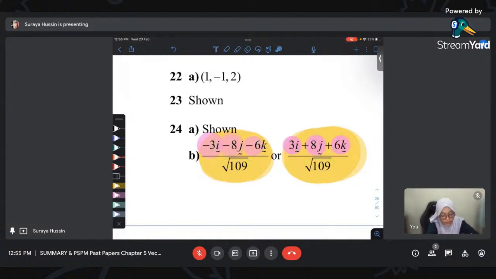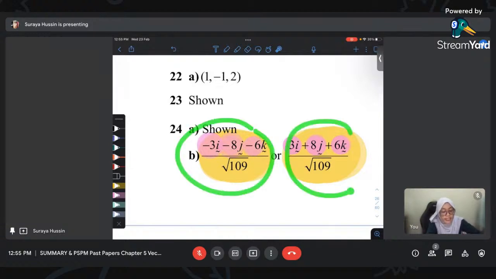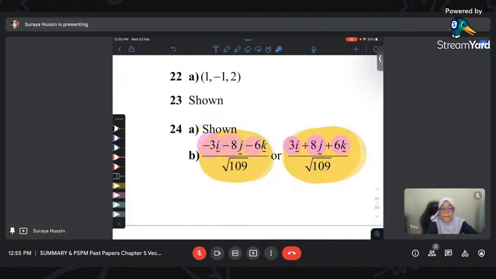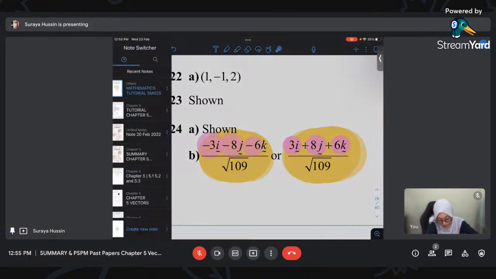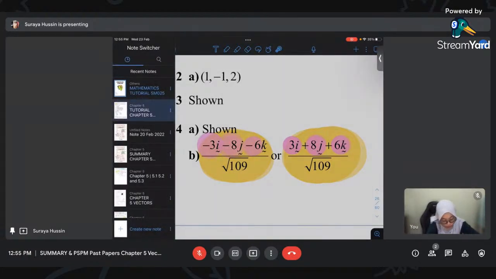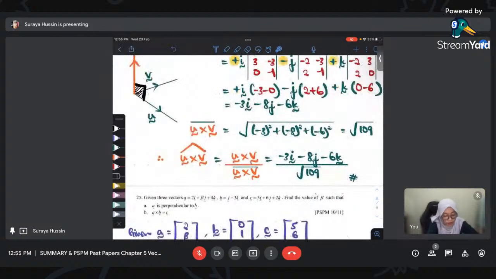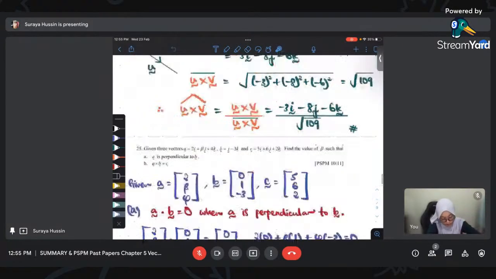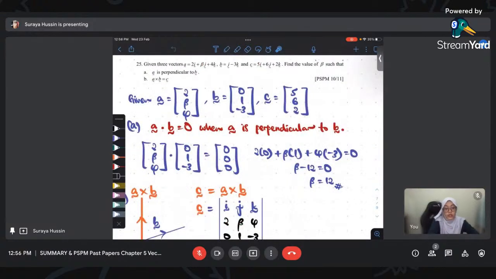Cumanya, yelah, unit vector ni boleh jadi dua jawapan. Up to you guys nak pilih yang mana. Pilih salah satu sahaja. You all clear? Very clear? So saya harap tak ada confusion dekat sini lah. Dia boleh jadi dua jawapan because of the direction only. Magnitude always the same. No problem. Okay, now go to question 25.